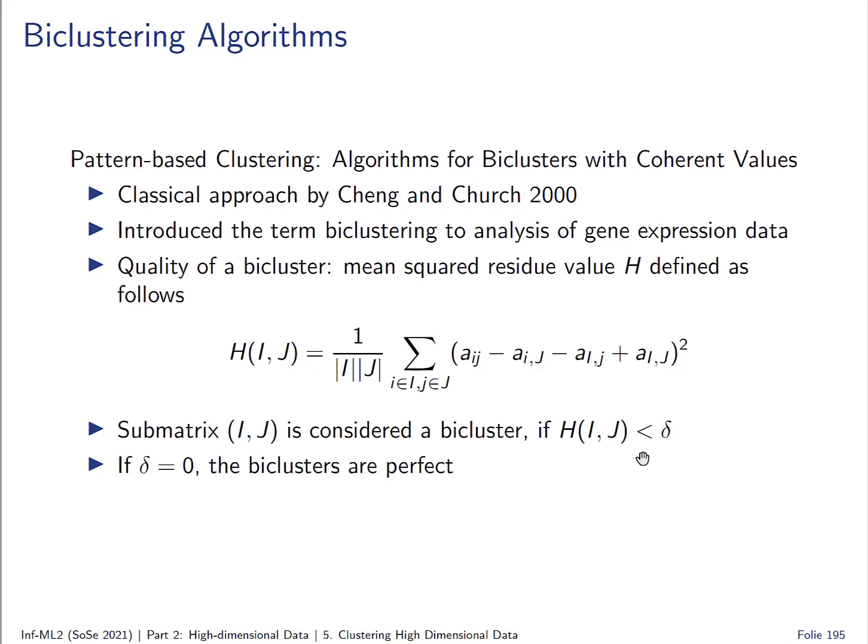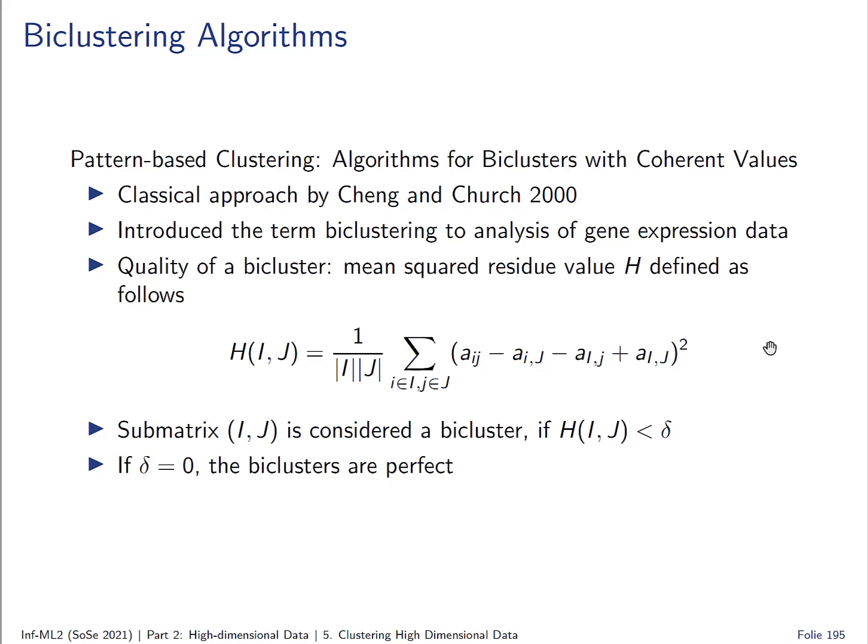A submatrix is then considered to be a bicluster if its mean square residue is smaller than delta. That is, if the average variation of the values in the submatrix from the mean of this submatrix is smaller than delta. For delta equals 0, of course, the whole thing is perfect, meaning that we have the perfect biclusters according to the original model of coherent values.